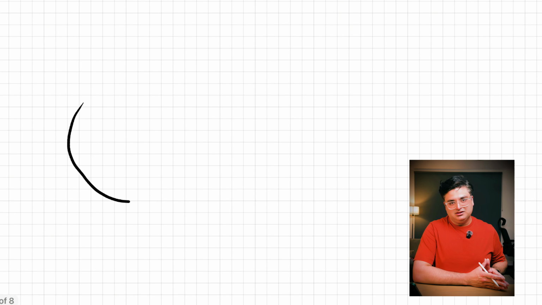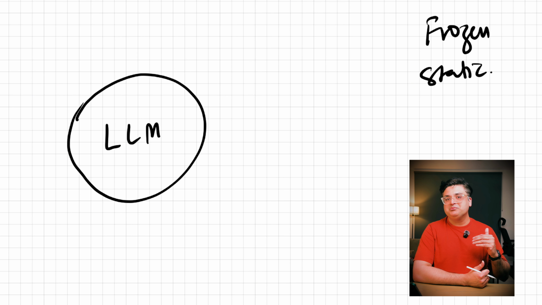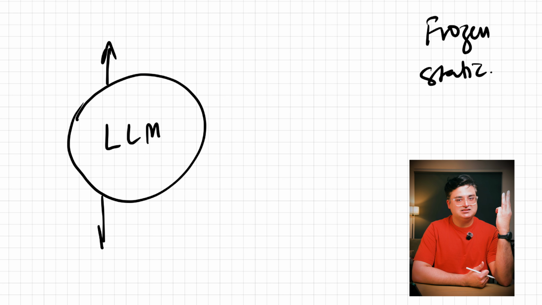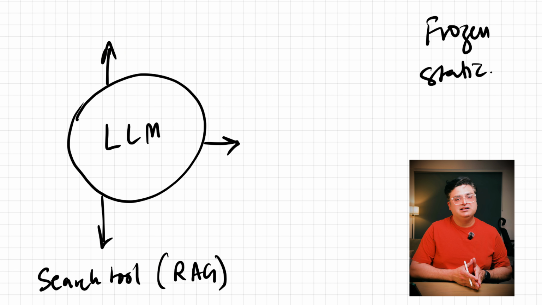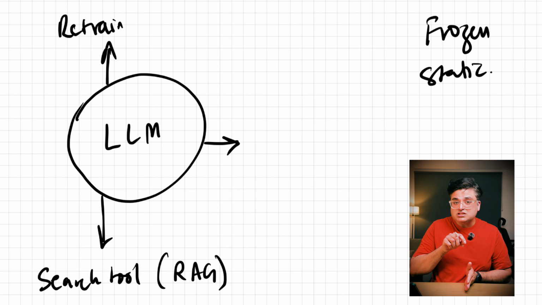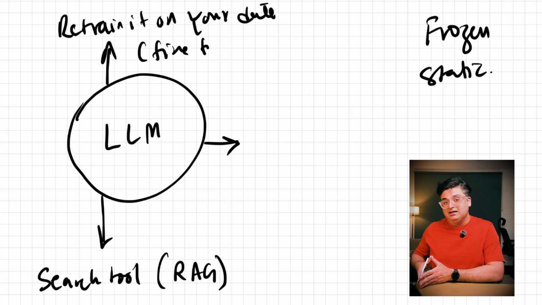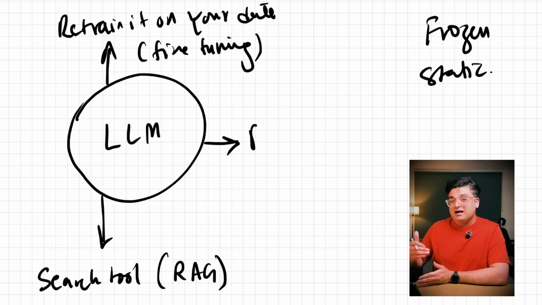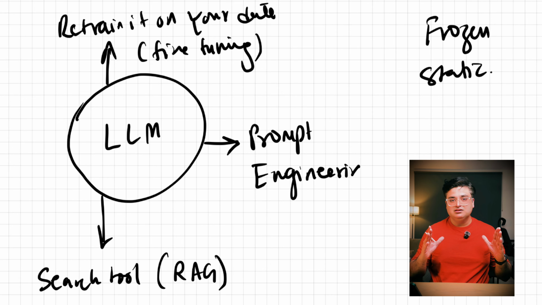So let's say here's your model. It has one source of knowledge, everything it learned during training. It's frozen, static, almost done. To make it more useful, you have 3 levers. Lever 1, give it a search tool so it can find information at the moment you ask. That's RAG. Lever 2, retrain it on your specific data so it develops expertise in your domain. That's fine-tuning. And lever 3, ask it better questions to get better answers out of what it already knows. That's prompt engineering. See, same model, 3 completely different approaches. Let's go through each one.